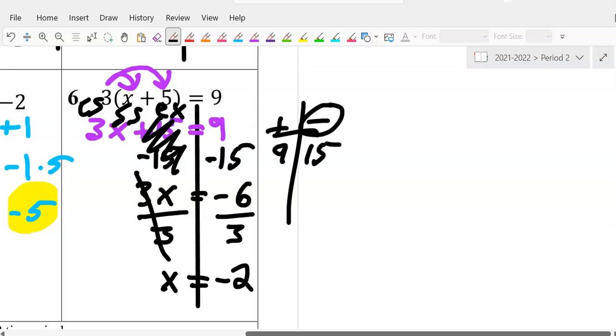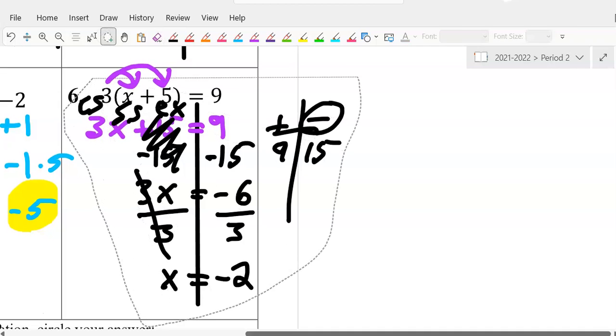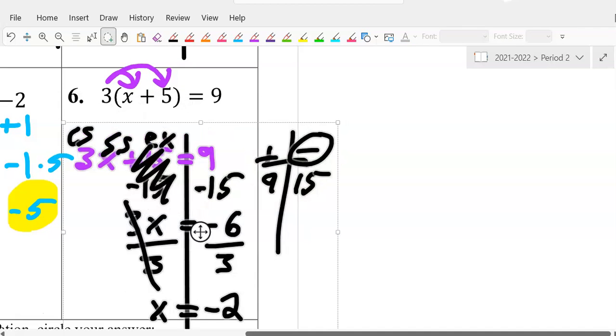I think that looks good. Can we test it? Yeah, we should test it out. Let's test it out. So let's see. Let me move all this down a little bit so we can see the problem. Whoa. Okay, there we go.